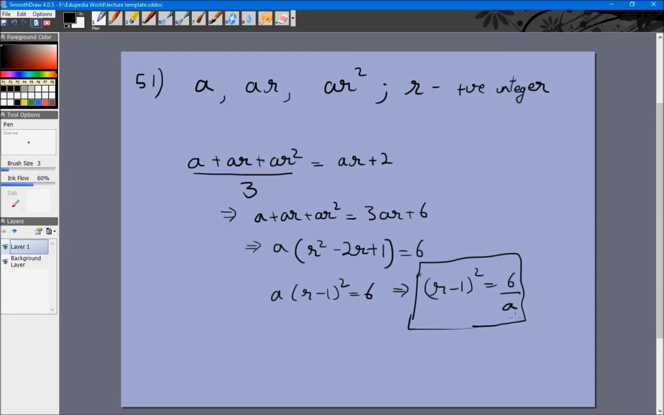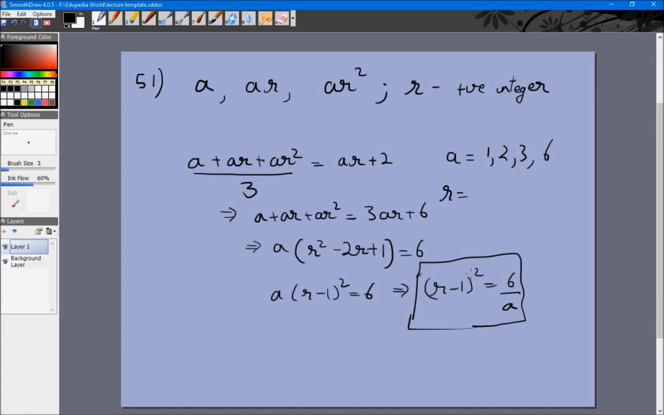But 6 divided by A can be an integer only for values A equal to 1, 2, 3 and 6. Right, if A has any integer value other than these, 6 by A will not be an integer and R will have no integer solution. What is R for all of these?